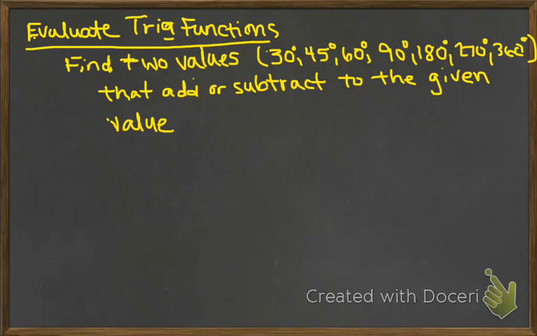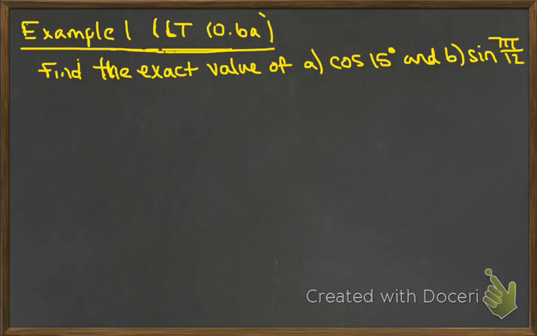So when evaluating trig functions, what we're trying to do is find two values, and I listed those values that we typically use. So like your 30, your 45, your 60, 90, 180, 270, and 360. So try to find two of those values that either add or subtract to be the given number. So now let's look at an example of that.